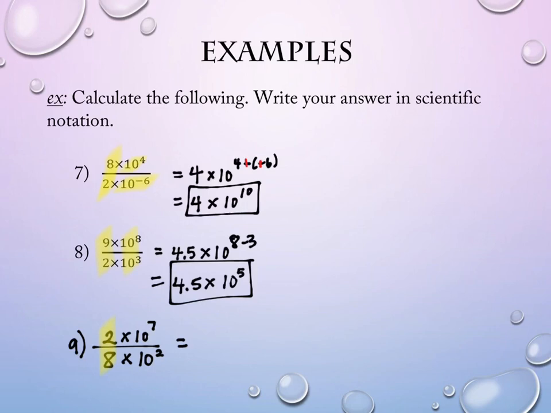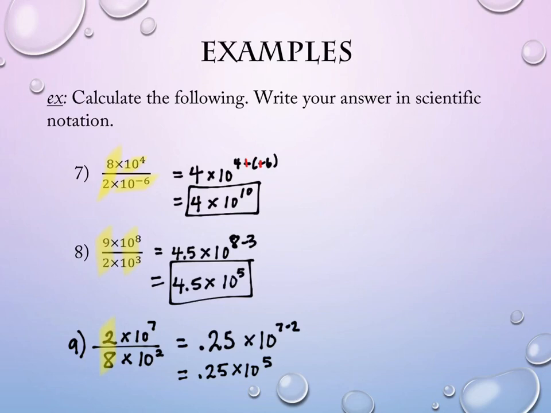That's 8 divided by 2. Close. What is it? 0.25. In particular, it's not a number between 1 and 10. That's why I wanted to show you an example like this, because I didn't have one yet. This is 0.25. And then I have times 10 to the 7 minus 2, which is 5. So I have 0.25 times 10 to the fifth.